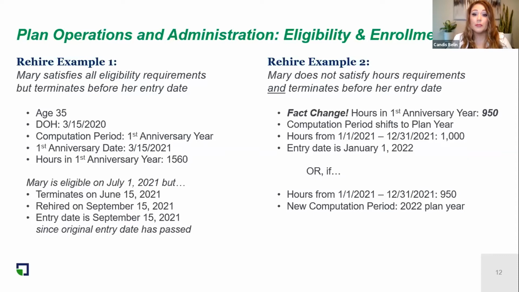In rehire example number 2, she doesn't satisfy the hours requirement. So when she comes back, we have to shift and look at her hours on a plan year basis to determine if she's been eligible, if she reaches the eligibility. And again, like I mentioned, contact your retirement plan consultant if you come across that, and we'll help you through.